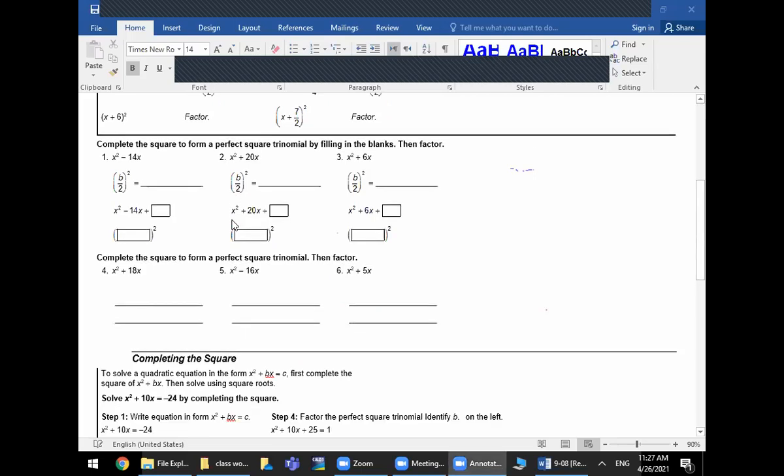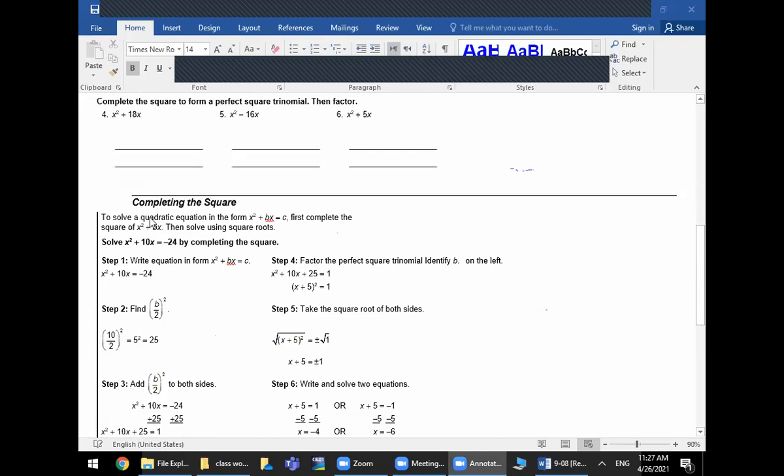The second part is how we will solve by using completing the square. To solve a quadratic equation in the form x squared plus bx equals c, we have to rearrange the equation to write it in the form ax to the power of 2 plus bx equals c. So here we have an equation: x to the power of 2 plus 10x equals negative 24.